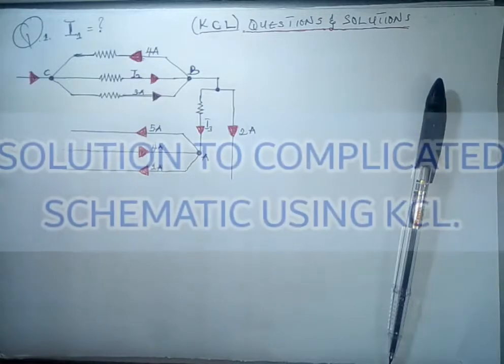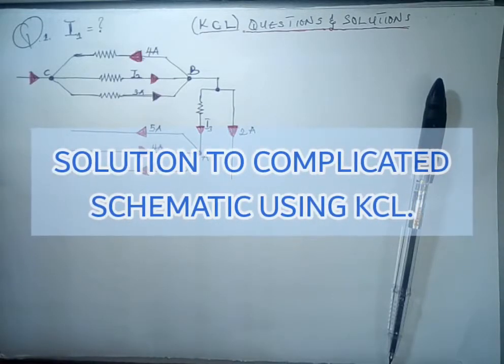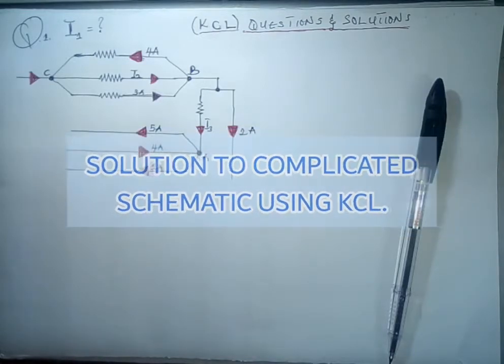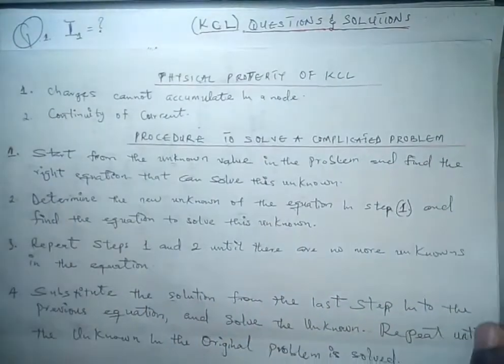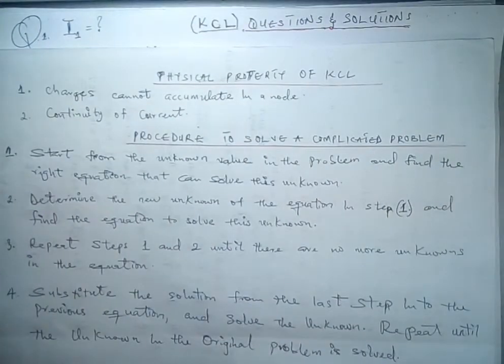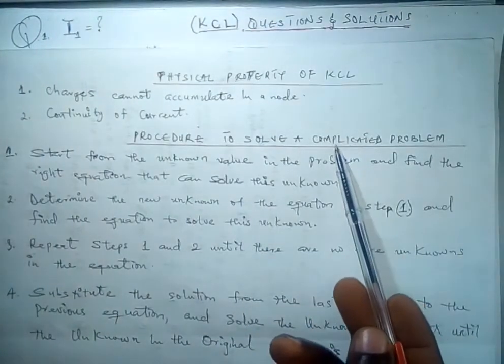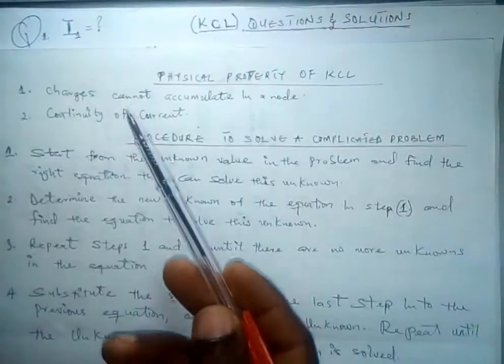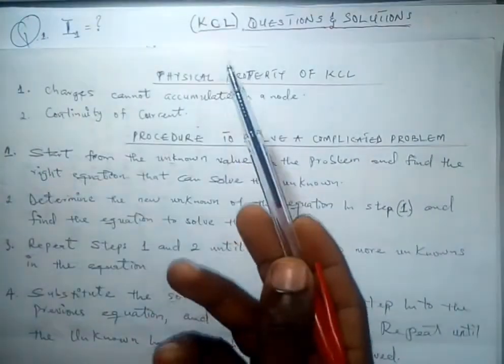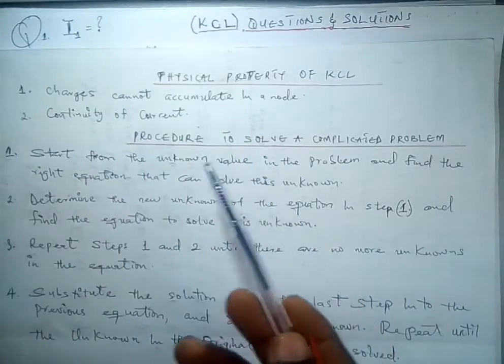In the last topic, we talked about the introduction to KCL and the hints and tricks on how to approach questions on KCL. We stopped at a procedure to solve a complicated problem in KCL. That is where we are going to continue from now. We are going to look at some questions before we move to the next necessary topic, and solve them so that we can move ahead.